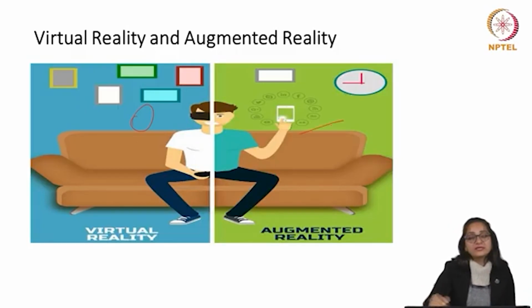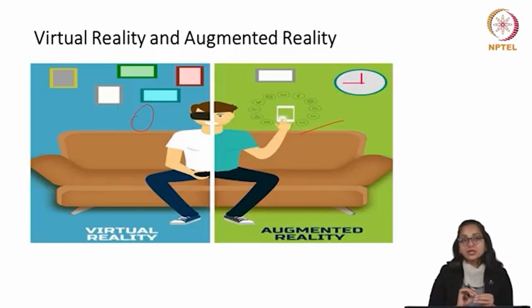However, in augmented reality, we are actually present in the real environment, but the real environment is augmented. That means that there is some additional information, it is enhanced using some additional visual cues, audio cues, or tactile cues through your devices, and you are able to experience the reality in addition to these digital cues, and that is what we call augmented reality.